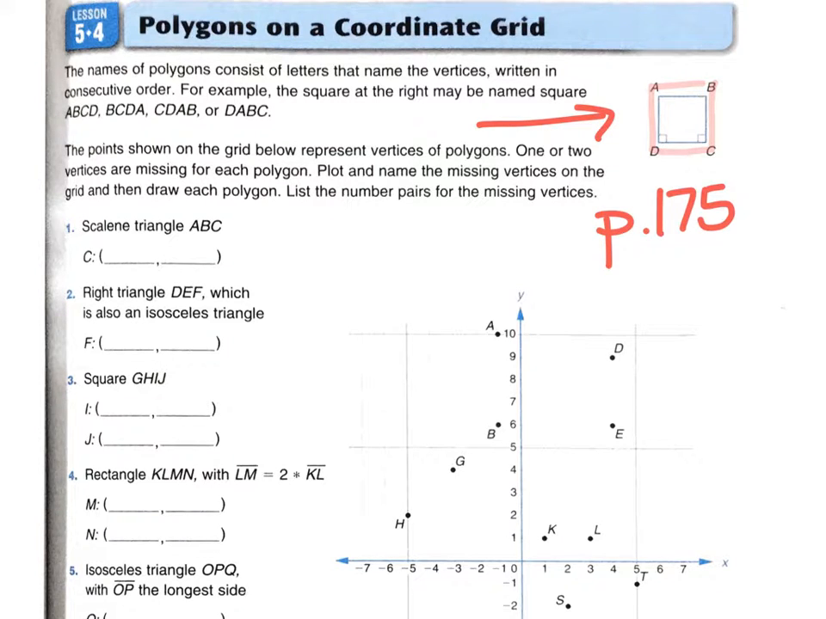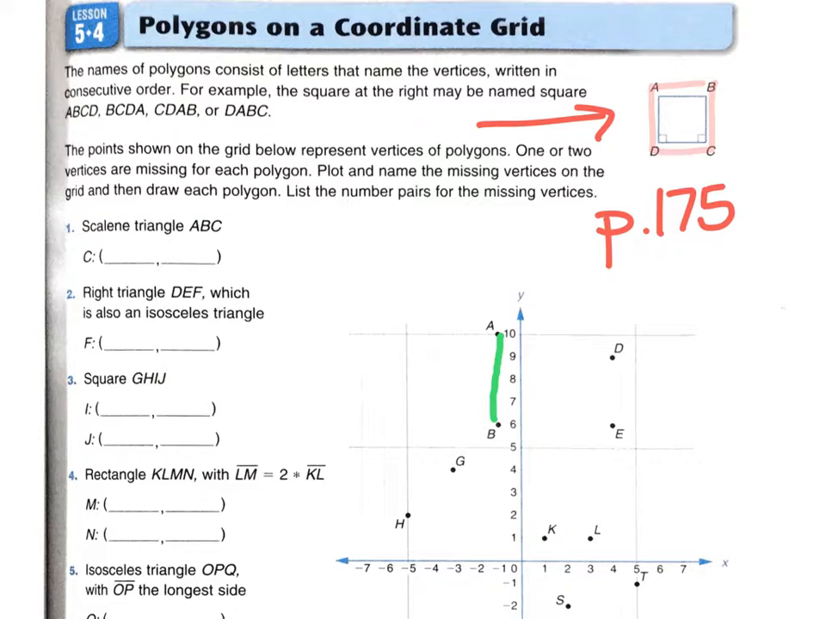Okay, we're going to look at scalene triangle ABC. So my lines aren't going to be super neat. You should be using a straight edge to connect them. I know that I'll connect points A and B. And then to make a scalene triangle, remember that's a triangle that has no equal sides, no equal angles. So I need to find a place to plot that.